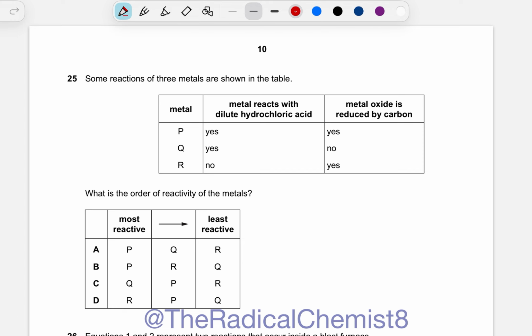Question 25. Some reactions of 3 metals are shown in the table. What is the order of reactivity of these metals? So you've got 2 reactions. Reaction with acid and with carbon. So in this case, it would be good to remember the reactivity series contains carbon and hydrogen in it. So roughly, let's quickly show you what you're meant to remember here.